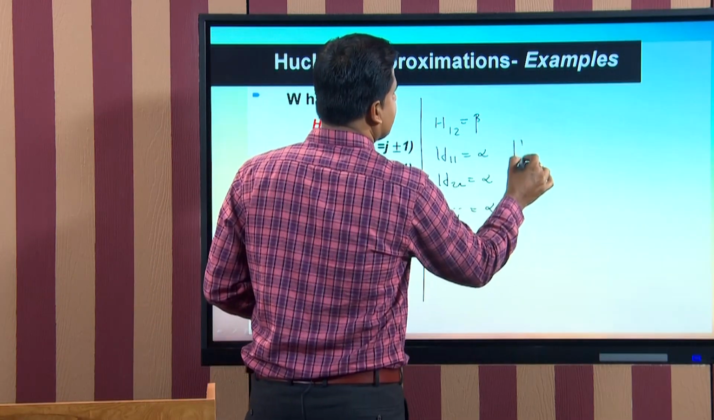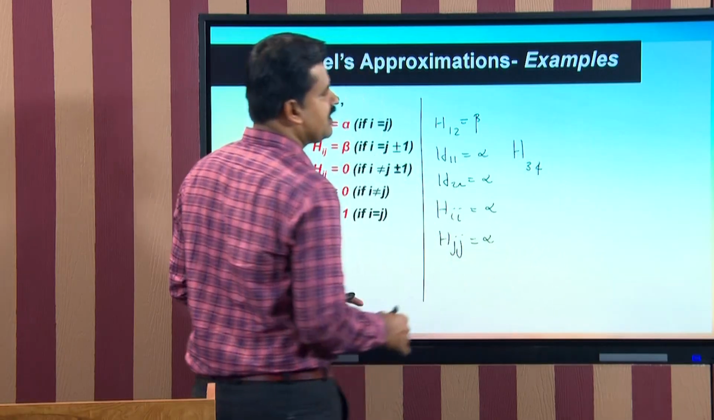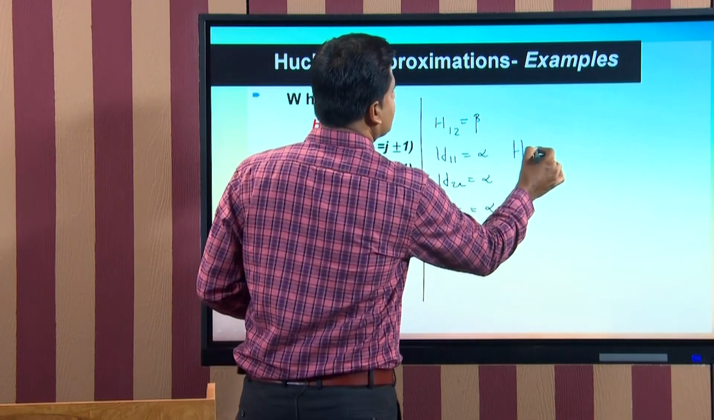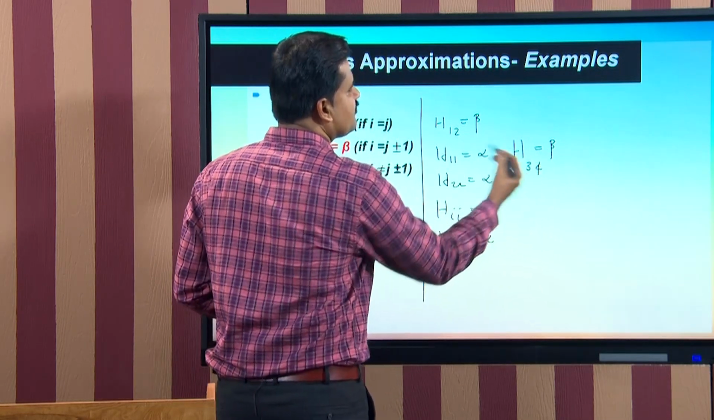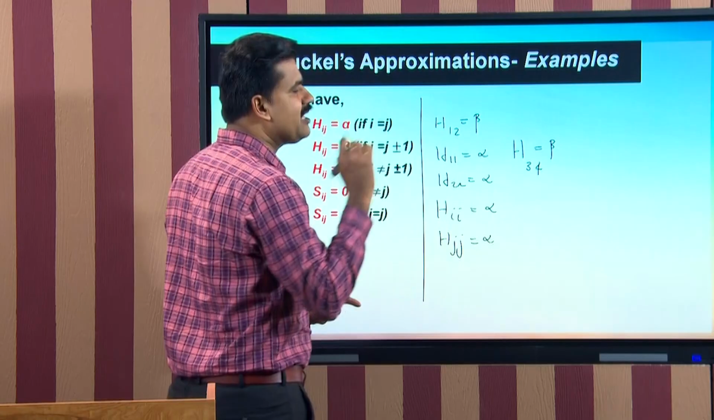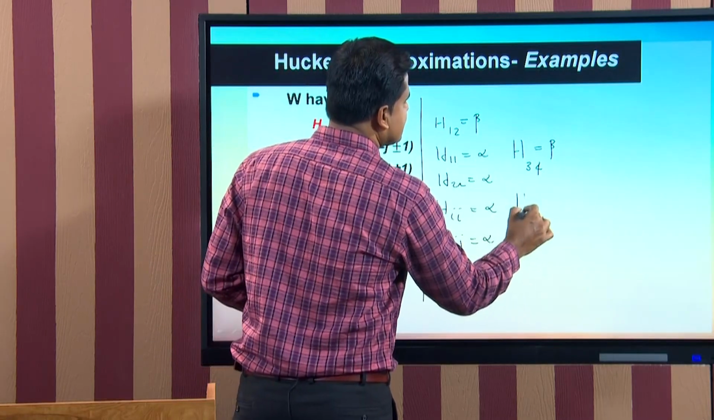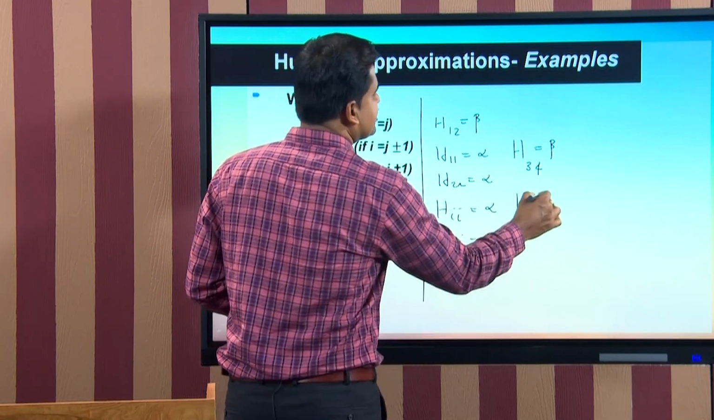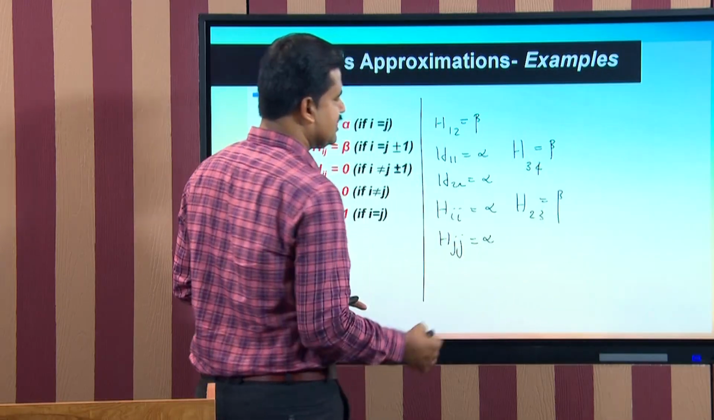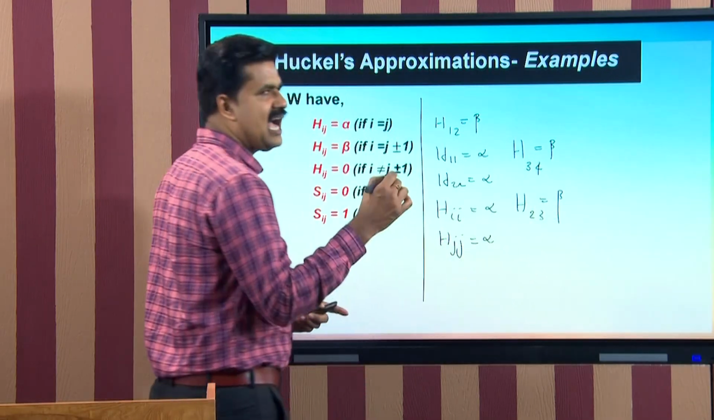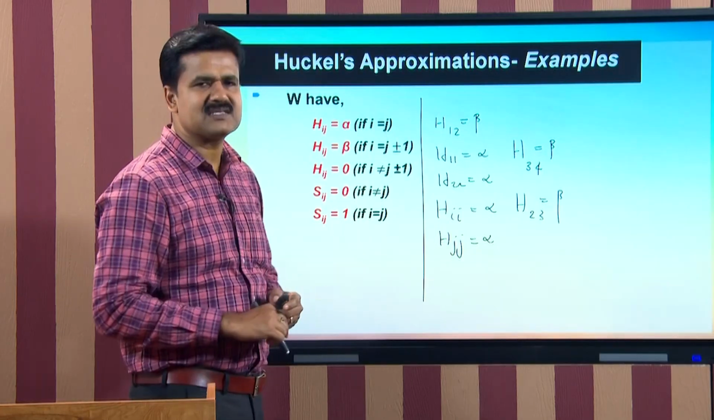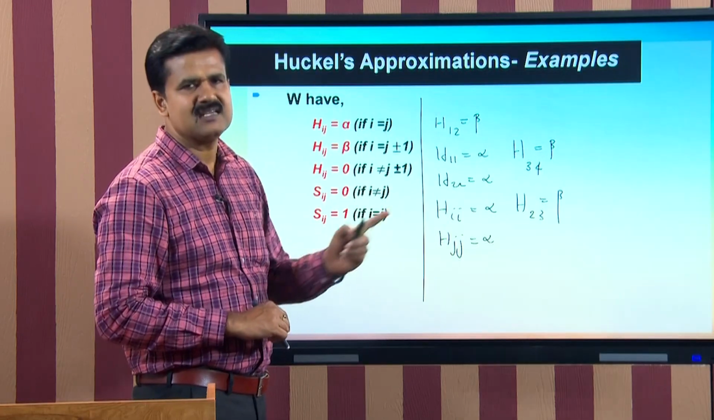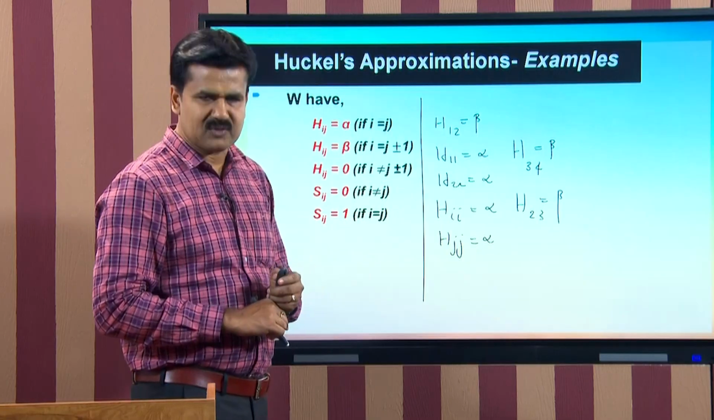If I am taking H34, its value is also taken as beta, because i and j differ by 1 unit. And this is H23. H23 is also equal to beta because 2 and 3, i and j, differ by 1 unit. These are some examples for Hamiltonian integrals where we put Huckel's approximations.